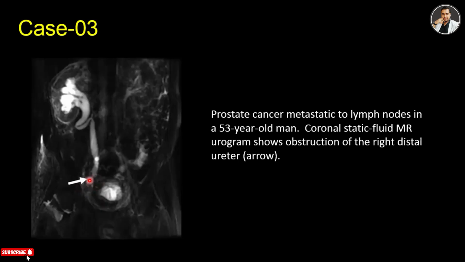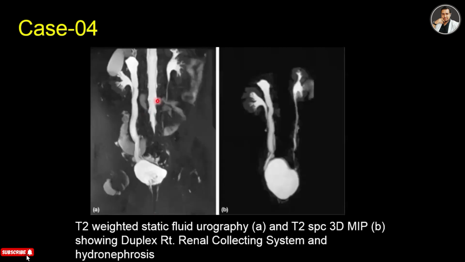So this is for the metastatic cancer tumor, and it causes the hydronephrosis, the dilatation of the renal pelvis. And this is case 4, and you can see what it says: T2 weighted static fluid urography and T2 space 3D MIP. So this is a static fluid urography, and this is a MIP image showing duplex right renal collecting system and hydronephrosis.